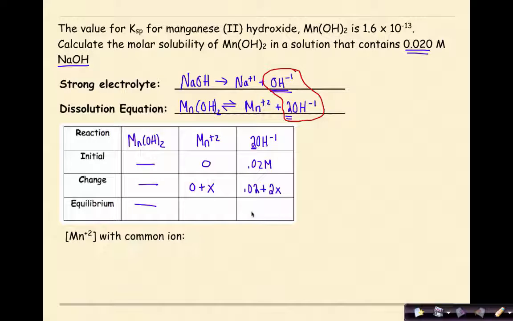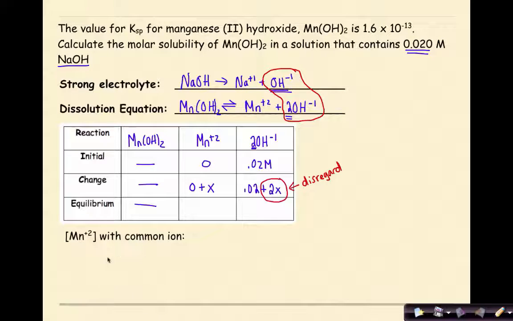Now here's an interesting situation. The amount of hydroxide ions actually contributed from this Mn(OH)2 is going to be extremely minimal, especially when you look at the KSP value. So one of the things that we're going to be able to do based on this KSP value is disregard this value right here. Disregard. And again, that's due to this initial value of KSP.